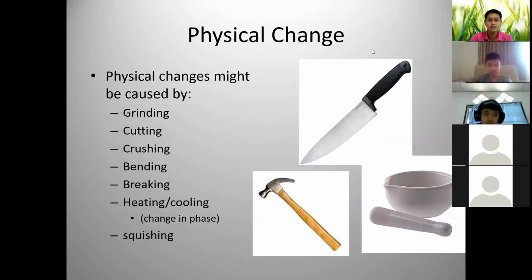Physical change might be caused by, number one, grinding. Next, we have cutting. We cut or slice. We use a knife or scissors. Next, we have crushing, bending, breaking, heating or cooling, which will be a change in phase, and squishing.